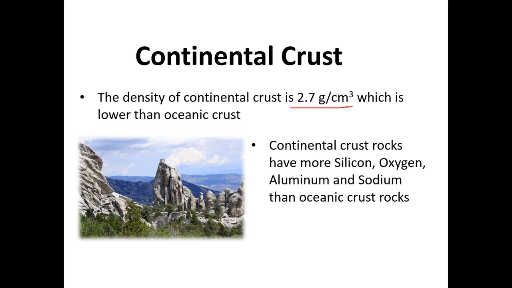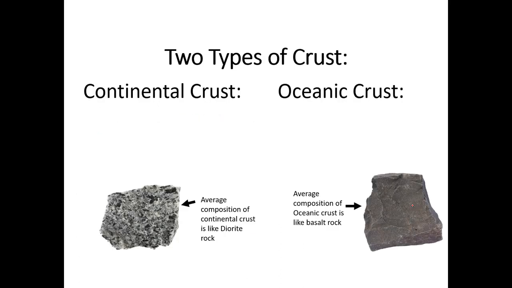Now, continental crustal rocks have more silicon, more oxygen, more aluminum, and more sodium than ocean crustal rocks, which are richer in iron and magnesium. We're going to learn more about these things as the class proceeds. Okay, so let's compare these two. We'll just put them right next to each other. If you were to take an average representative of the continental crust, it would look like this diorite. If you were to take an average representation of the ocean crust, it would look like this basalt. You'll see that this is kind of like a salt and pepper rock. This is a black rock.